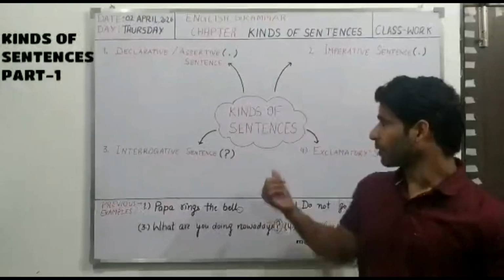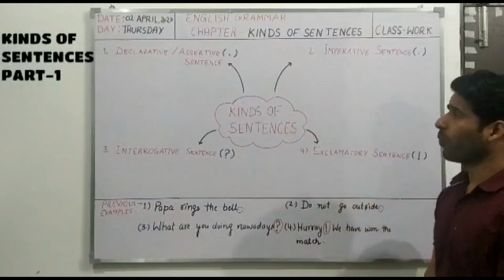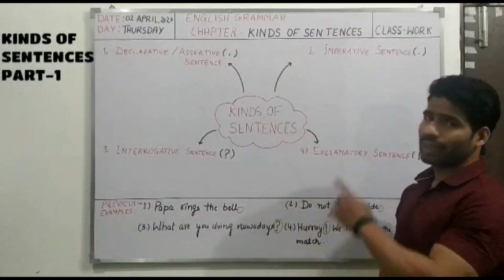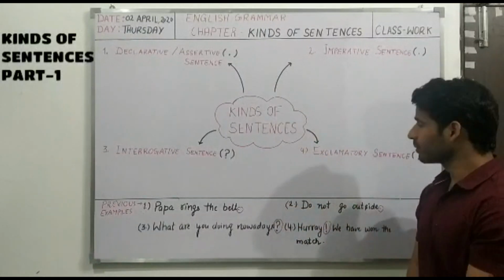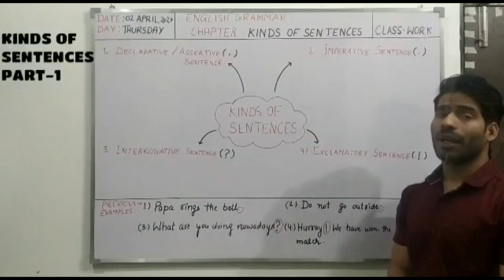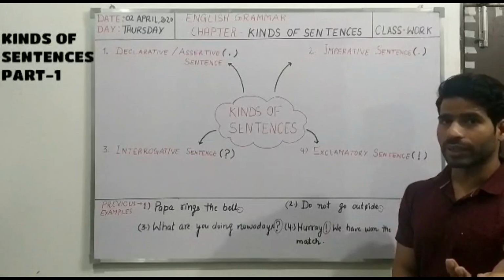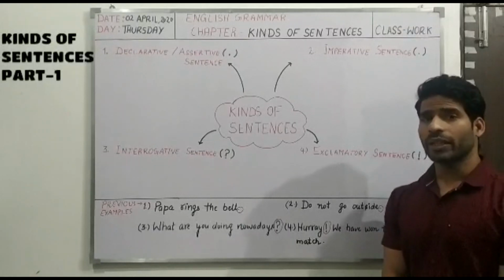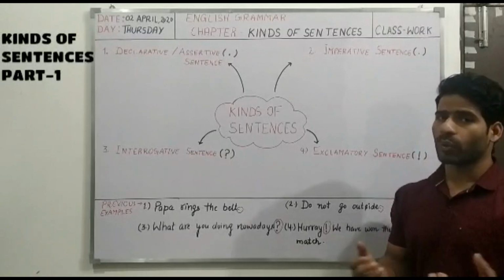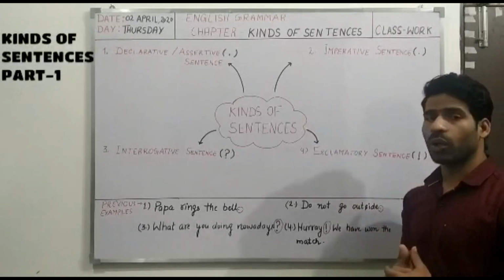So, I have written the kinds of sentences for you here. Here, we have 4 kinds of sentences. First is declarative, second imperative, interrogative, and the fourth one is exclamatory sentence. And each and every kind of sentence has its own characteristics through which we can easily identify it. And today we will be learning how to identify the sentences, to which category they actually belong.